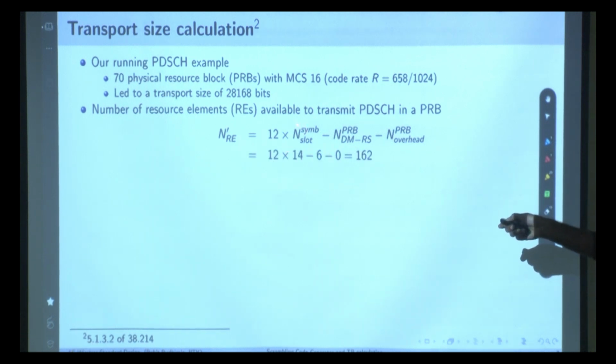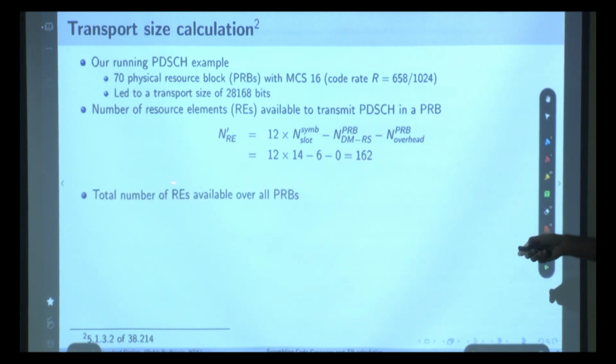So you see this. What are we assuming? That this user has been allocated a certain number of symbols in a slot, and that is 14. So 12 into 14 symbols are allocated. Then how many REs are set aside for DMRS? This is 6. And the overhead is 0. So you get 162. These are the N-REs.